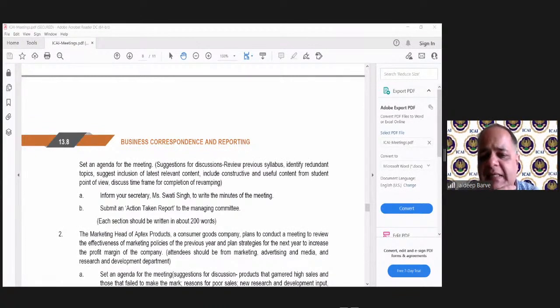Okay, Soumya is saying ICAI material only. Yeah, you can use that. That's ICAI material, which I'm showing you, it is from ICAI.